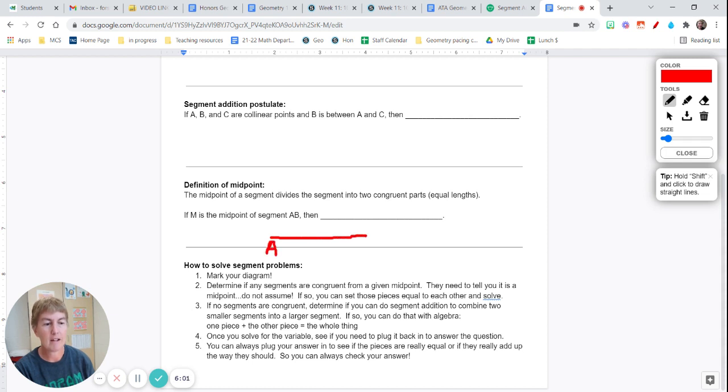Segment AB, that endpoint is A, that endpoint is B. This time it says M is the midpoint, so I'm going to put it exactly in the middle as best I can do. And just like before, I'm going to show it by marking things. If it's the midpoint, I know those two are the same. And that's exactly what we're going to say up here, that AM would be the same as MB.